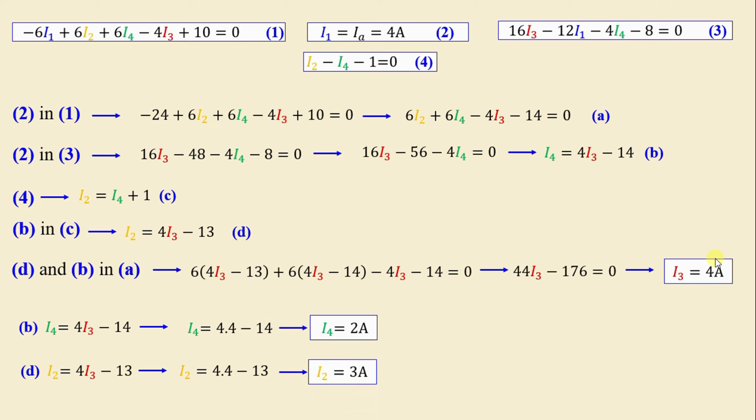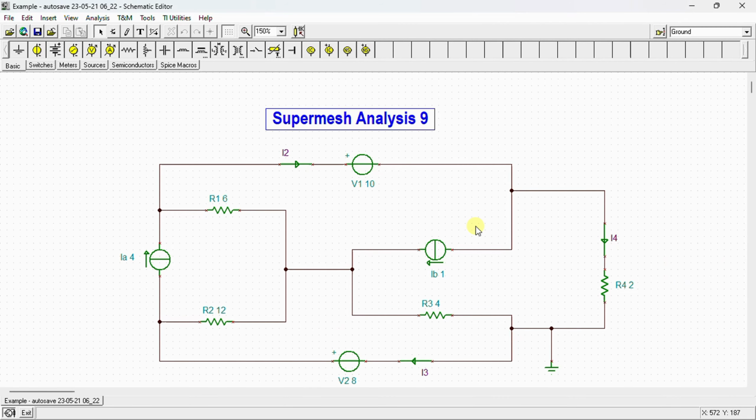After completing the calculation, we conduct the simulation using SPICE to verify our results. Now let's proceed to the SPICE environment. Here is our network drawn in SPICE simulator. We can see here this is the current source IA 4 amps, IB 1 amp, and the two voltage sources V1 10 volts, V2 8 volts, and our 4 resistors R1 through R4.